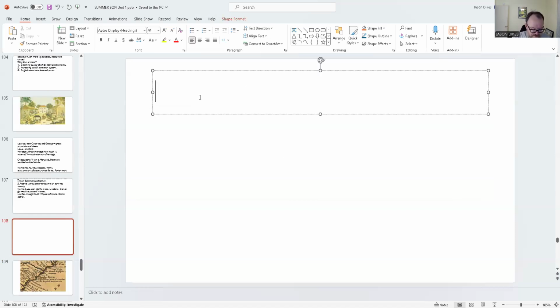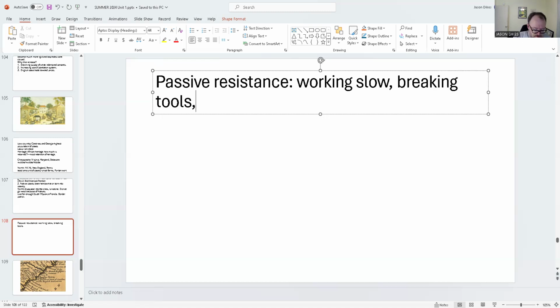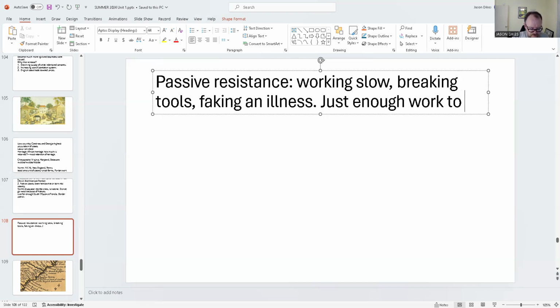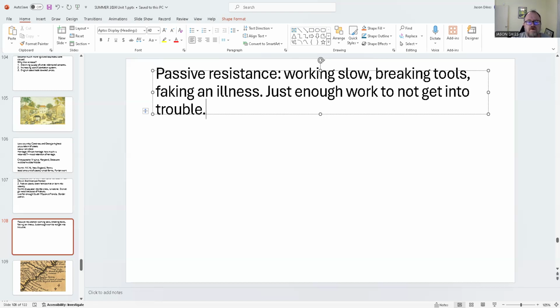The next type of slave resistance is passive resistance. And this would involve working slow, breaking tools, faking an illness. Okay, you do just enough work, not get into trouble. Okay.